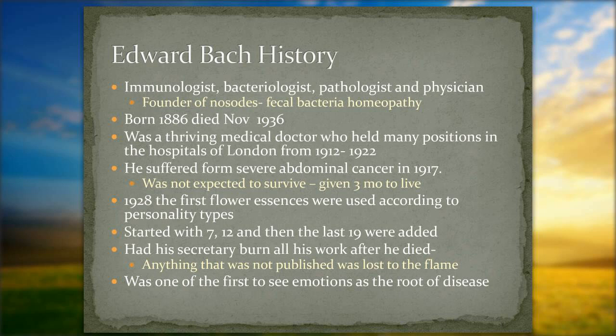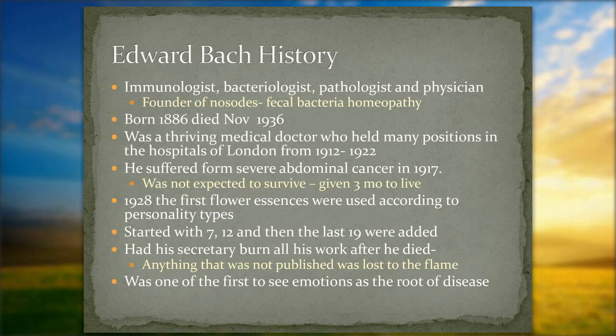He was a thriving medical doctor. This man was given multiple degrees. He had at least 3 different degrees that he received, and he held many different positions at multiple hospitals in London. And in 1917, he ended up suffering from severe abdominal cancer, which he was not expected to live through. His family was called over to say their goodbyes, and he was given 3 months to live. Well, little did medical science know that he was going to live for multiple years after that, well over the 3 months.